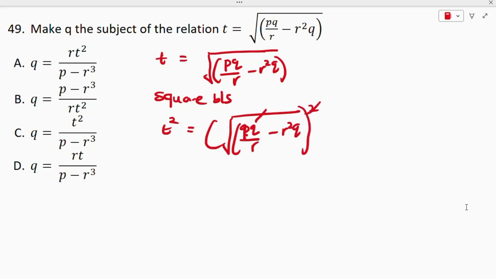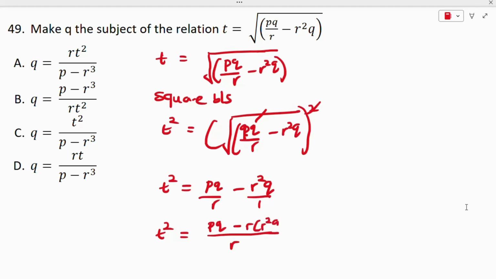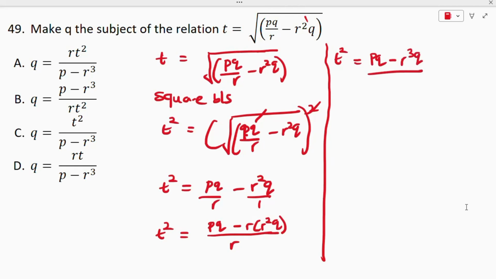So this cancels out this, so we have T squared is equal to PQ over R minus R squared Q. T squared is equal to, look for the LCM. This is over 1, so we have R to be the LCM. So R divided by R is 1. 1 times PQ will give us PQ, minus 1 divided by R is R, so we have R multiplied by R squared Q, which will give us R cubed Q, all divided by R.